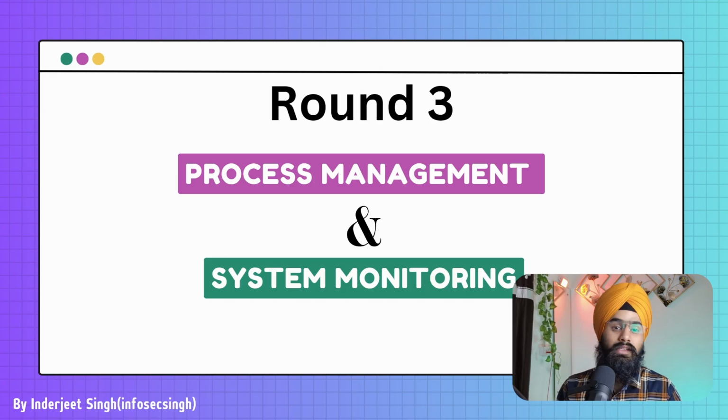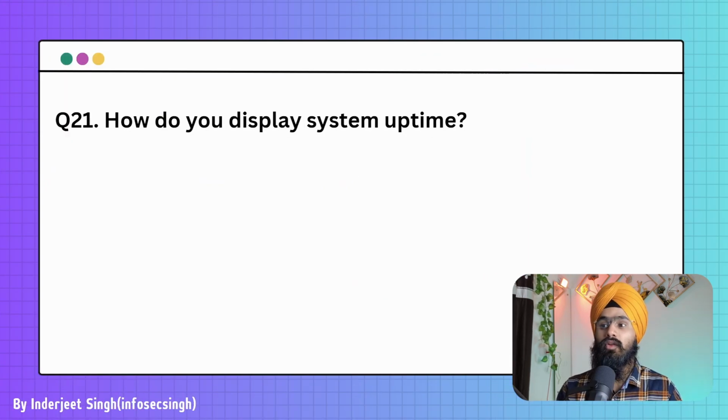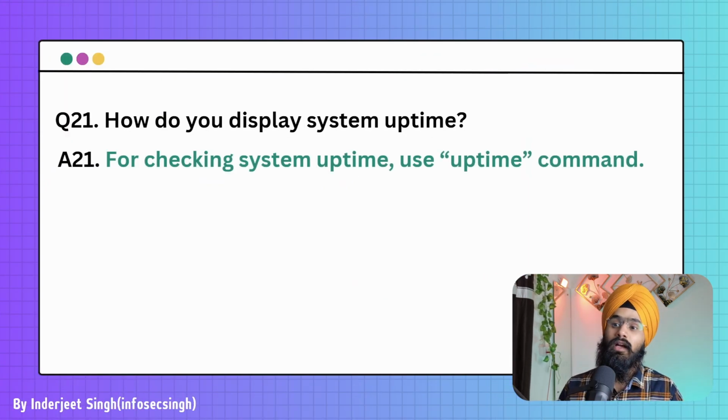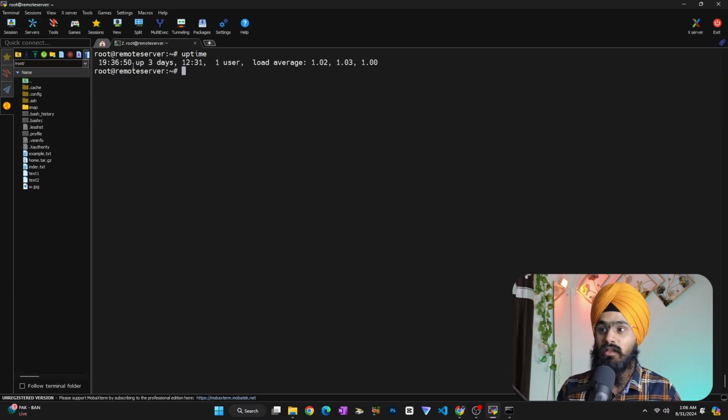All right, the third round is process management and system monitoring. The next question is, how do you display system uptime? The answer is you can use the uptime command, which is very common. So I will say uptime, and it shows when the server was last rebooted. So you will see last 3 days and the date and time also.